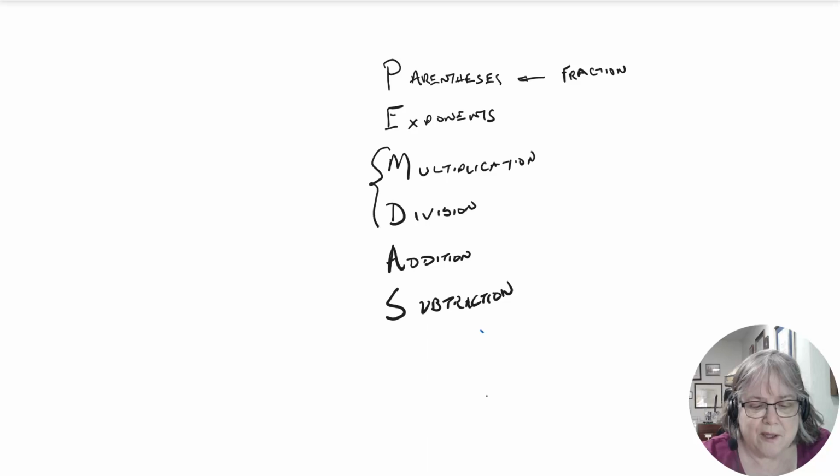But multiplication and division, they are equally important. So what you do is you do anything that's inside parentheses, then you do any exponents, then you ask, do I have multiplication and division? Those are done together. And if you have several multiplications and divisions in there, you don't do the multiplication first and then the division. You do multiplication and division in one sweep through, in whatever order they show up in. So if your division showed up first, you would do that first. If your multiplication showed up first, you would do that first.